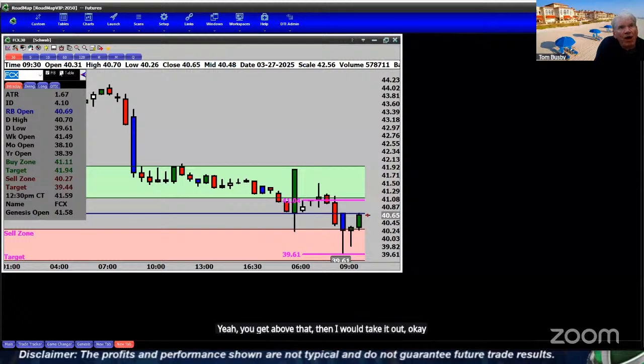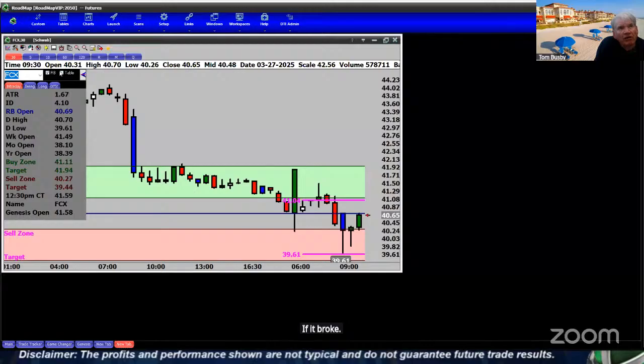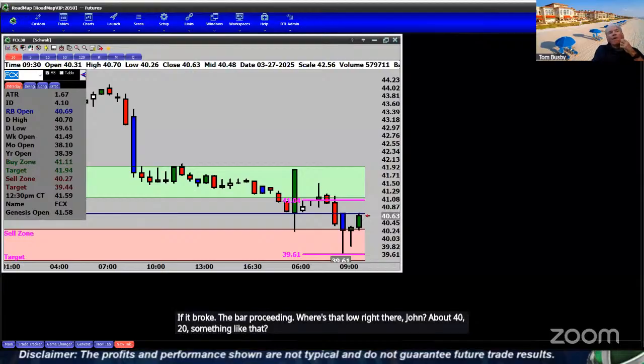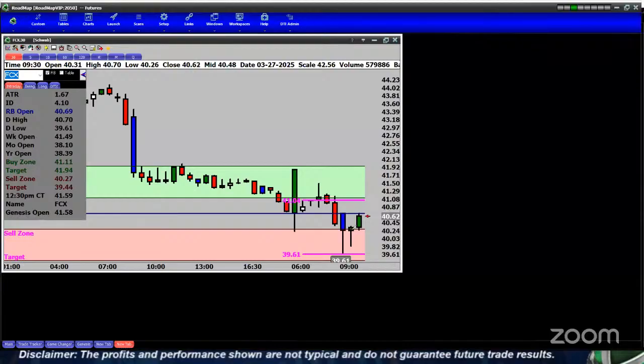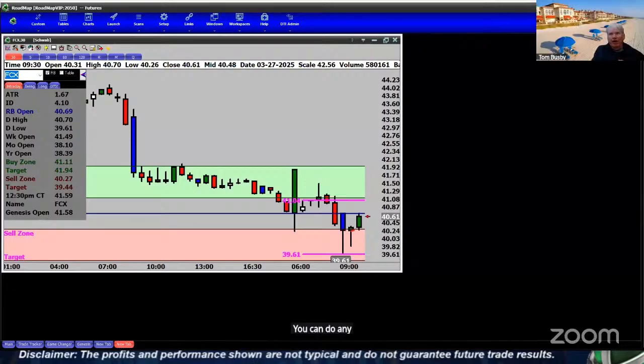Where would you be wrong? If it broke the bar preceding. Where's that low right there, John? About 40.20, something like that? Yeah, close to that, yep. You can do any stock with this technique, keep your losses small and let your gains go.